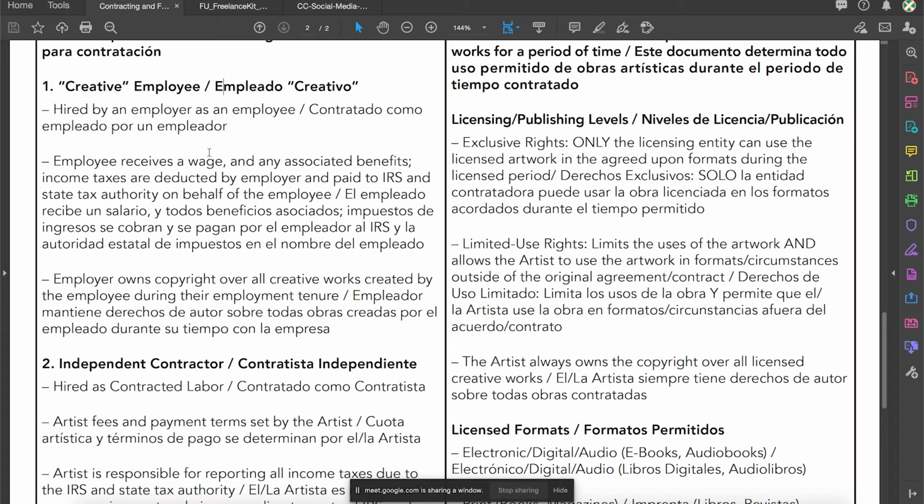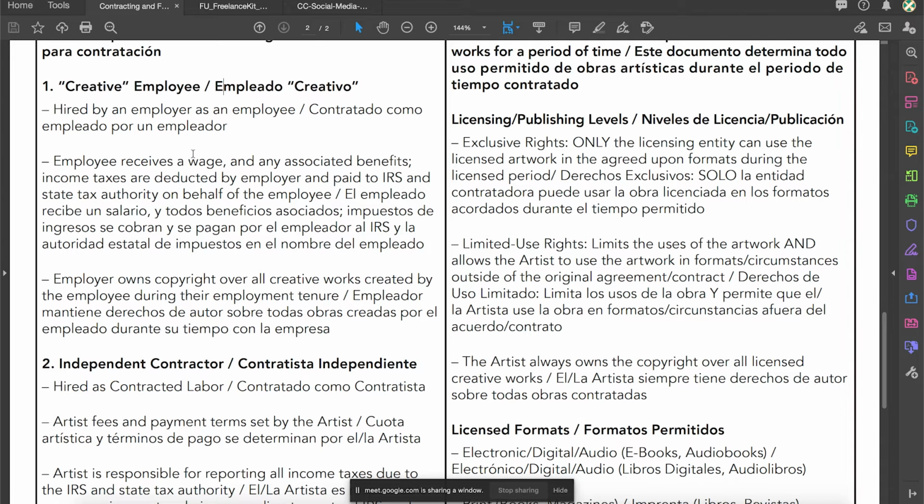You get a set wage, it might be a salary, it might be an hourly wage, that's something that you and the employer will settle on. But then you might also get things like health benefits. You might get unemployment benefits if you are laid off. There are other benefits to being hired on as an employee, which includes income taxes, right? The income taxes are automatically taken out of your paycheck and sent to the IRS and to the state where you live on your behalf. So you don't have to worry about keeping track of your expenses and things like that as a business owner.